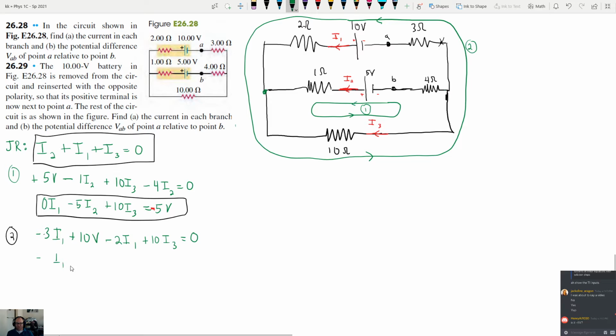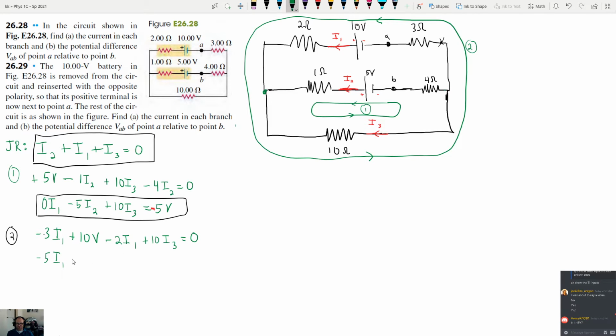Like we started class, we talked about how you can add these things in series, and it just naturally adds up, right? Negative 3, negative 2, 4 plus 1 is 5, 3 plus 2 is 5, right? So negative 5i1.